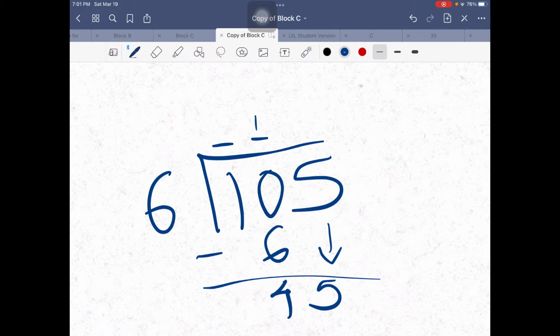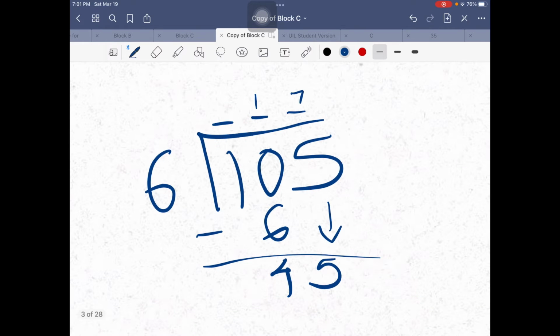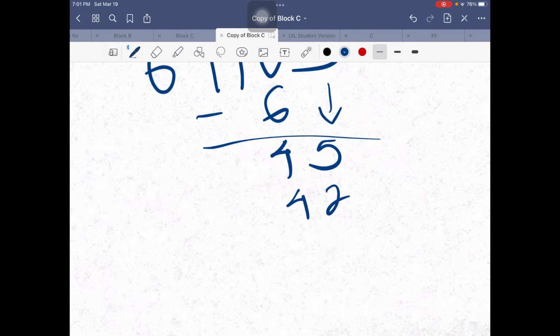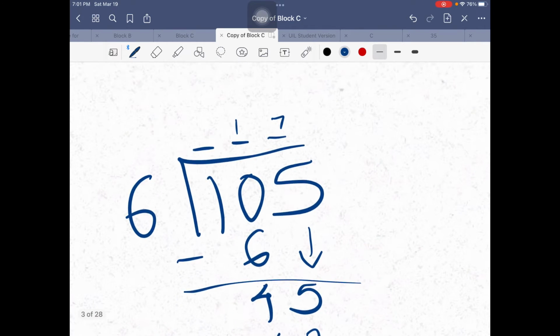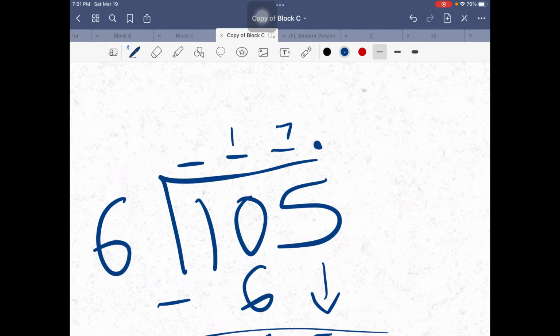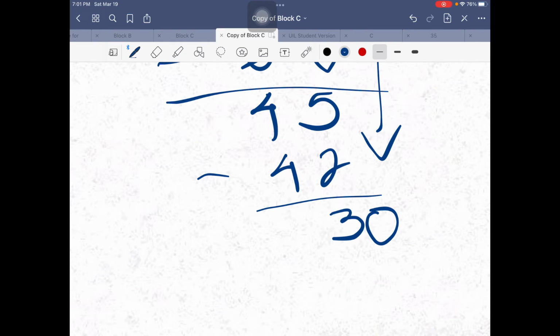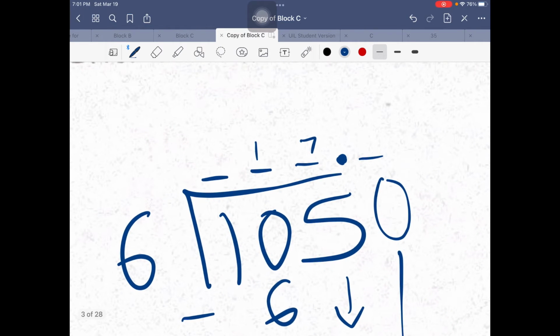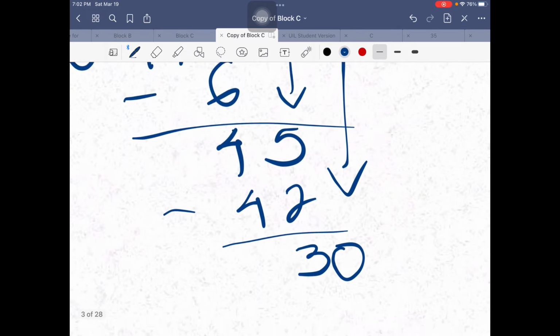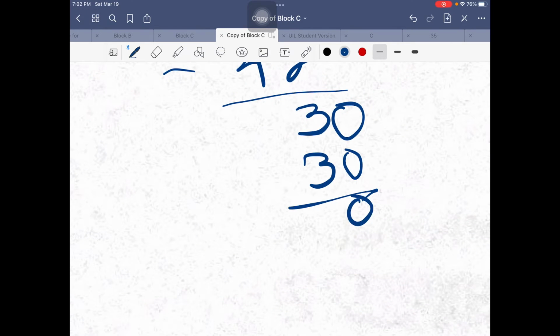How many times can 6 go into 45? 7. What's 6 times 7? 42. 45 minus 42? 3. We add a decimal point. Decimal place, 0. And then bring it down. 6 times what would give you 30? All right. 5. That means we're done with our division.